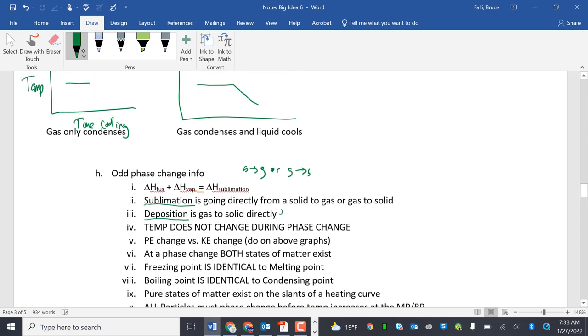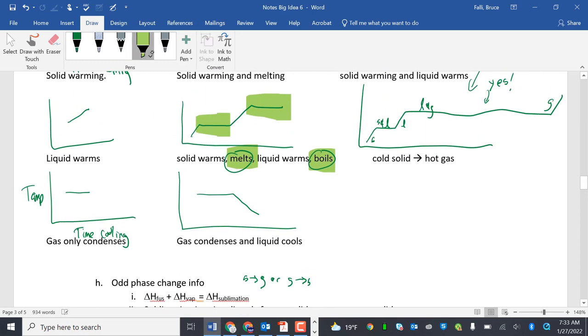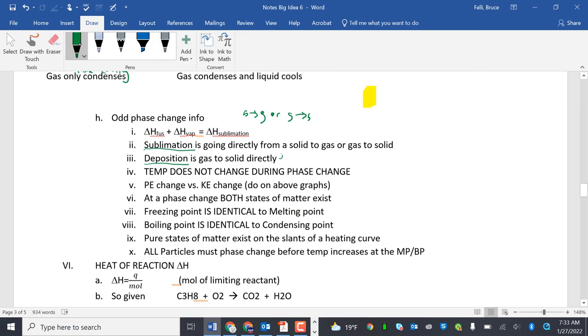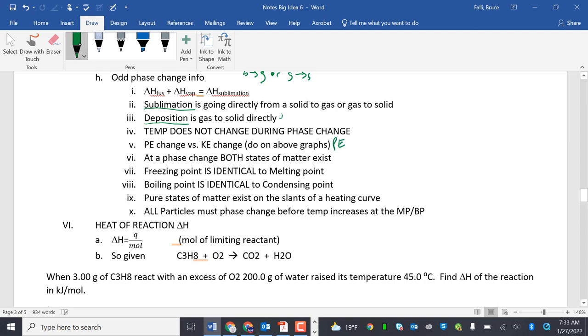Potential energy change versus kinetic energy change. So I'm going to pick this one and show you potential and kinetic energy changes. Here's my kinetic energy change. And here's my potential energy. PE is phase change. And KE is the slanted part. Temperature change. So remember, kinetic energy is temperature, is average kinetic energy. So if your temperature isn't increasing, kinetic energy isn't increasing.